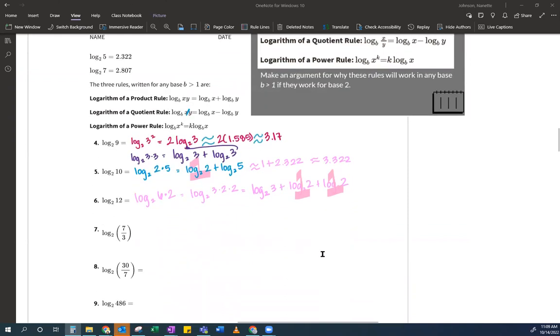So we get... oops, go backwards. So this is approximately 1.585 plus 1 for a total answer of 3.585. Okay, so for those of you who are like, oh, Ms. Johnson, three times 4 would be better, good. Practice that on your own.